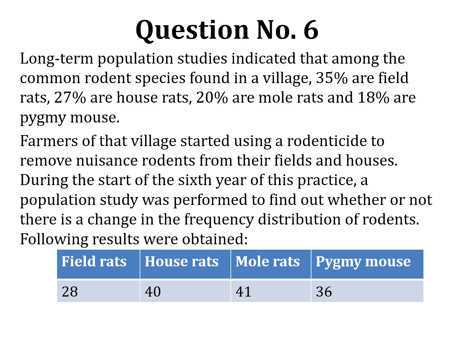So now our question number 6, which is about the same example that we saw in question number 5, that the long-term population studies indicated that among the common rodent species found in a village, 35% are field rats, 27% are house rats, 20% are mole rats, and 18% are pygmy mouse. And the farmers of that village started using a rodenticide to remove nuisance rodents from their fields and houses. So during the start of the 6th year of this practice, a population study was performed to find out whether or not there is a change in the frequency distribution of rodents. And following results were obtained: 28 for field rats, 40 for house rats, 41 for mole rats, and 36 for pygmy mouse.